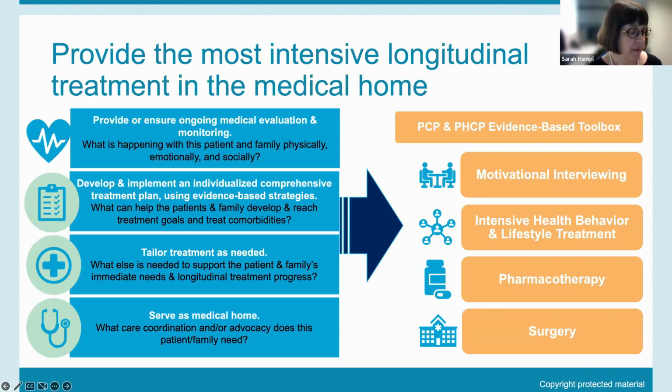Next slide. This is a nice schematic where the medical home is in the blue on the left, and the roles of the medical home and the primary care provider, as well as other professionals in the community and in the healthcare system that can be helpful to the care of the patient. In some cases, this can happen all within the medical home, and in other cases, again, the primary care provider may need to reach out to other professionals to assist with this. But ongoing medical evaluation and monitoring is a component, as well as development and implementation of an individualized comprehensive treatment plan, tailoring of treatment, and again, serving as the medical home for those care coordination and advocacy aspects that are needed in children's care.